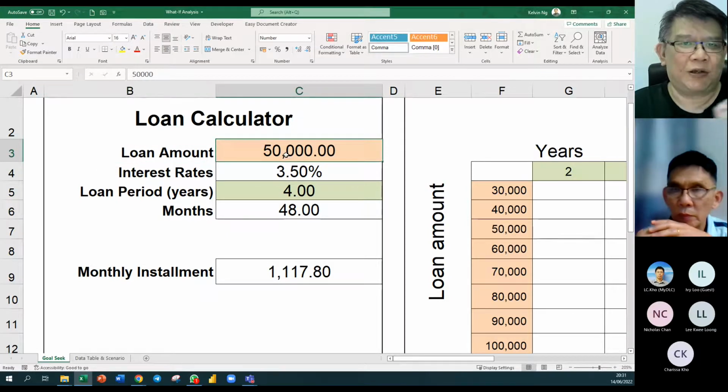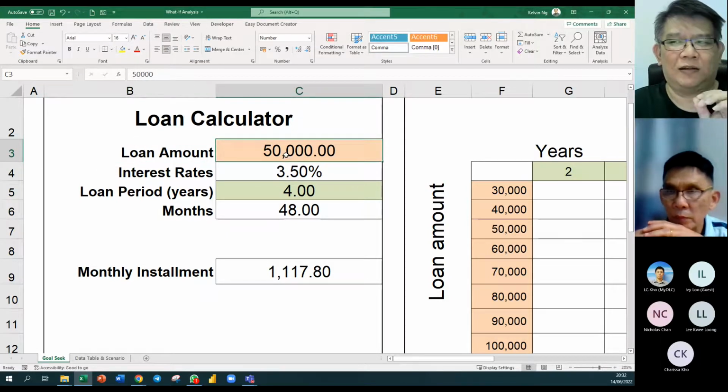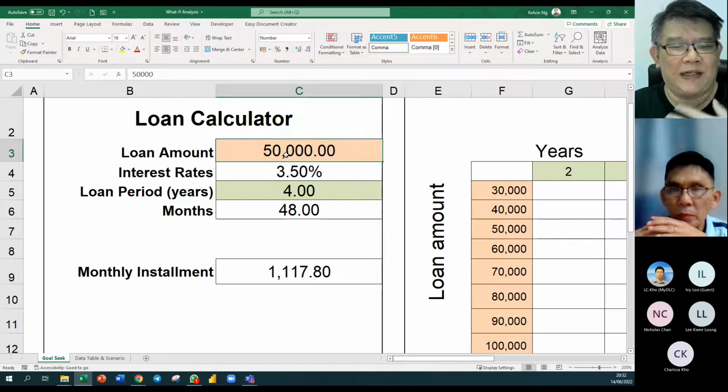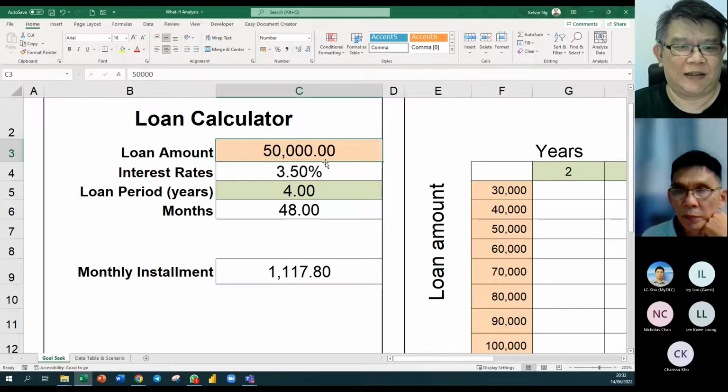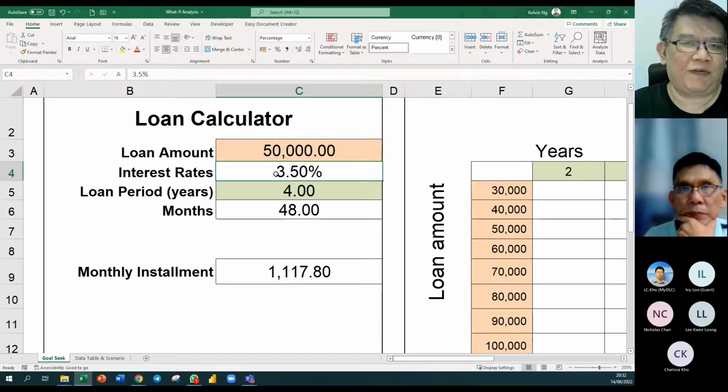This is the amount that we want to take from the people who lend us the money, right? So we want to borrow 50,000 from the lender. The interest rate is 3.5% per annum. Now, this is a per annum interest. Then the loan period is 4 years. We are going to pay in 4 years' time.